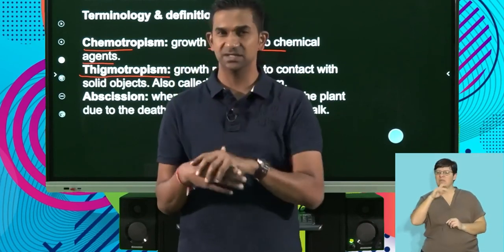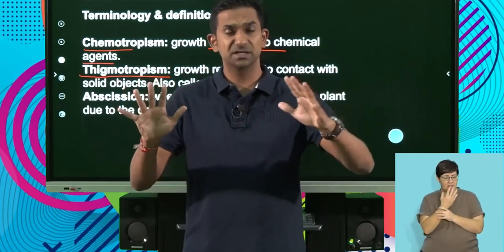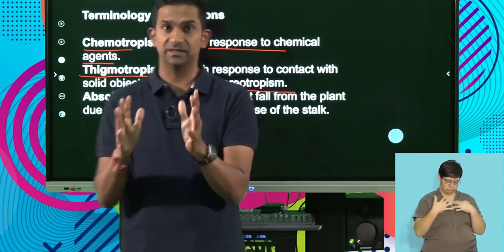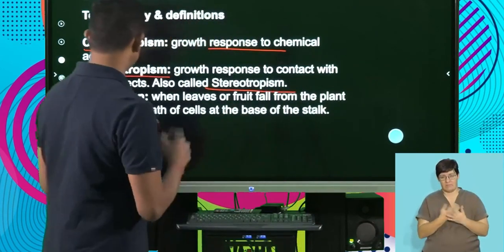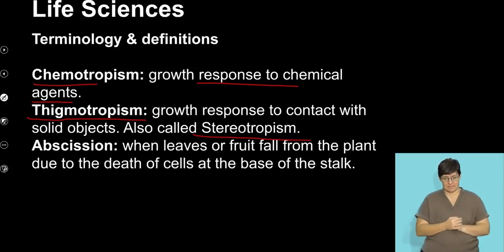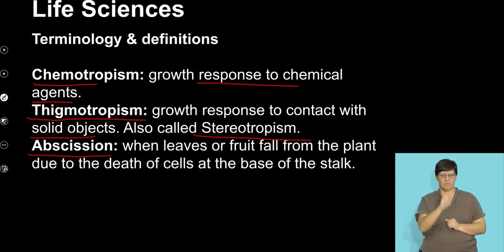So we see this in amongst your creepers. We also see this among plants and how they gather together and grow together. And so that's again a stimulus that is because of solid objects that they come in contact with. And then the concept of abscission, which is when we see leaves falling off a plant or we see the fruits falling and breaking off, that's because of abscission.